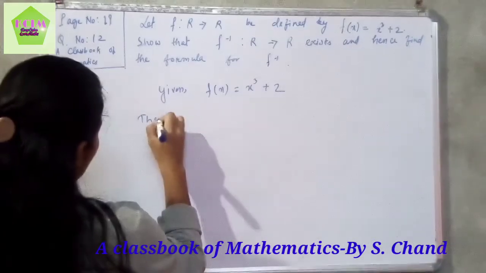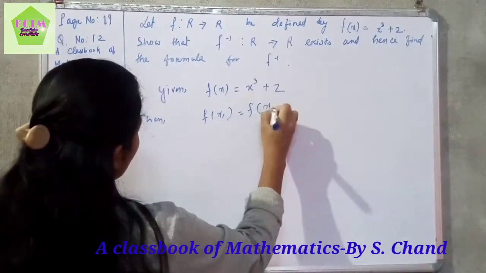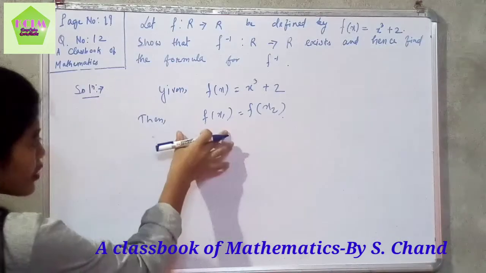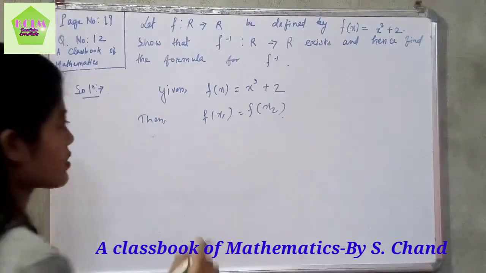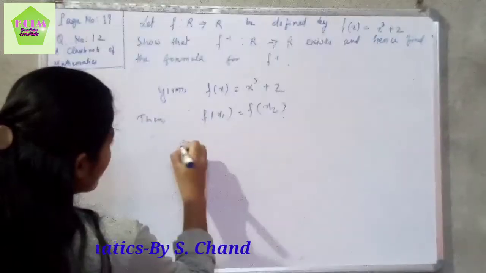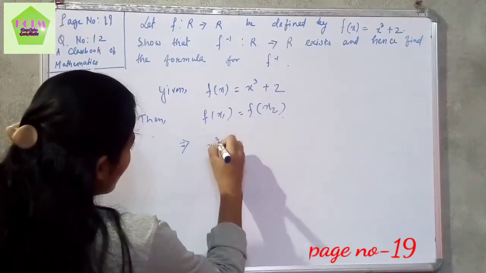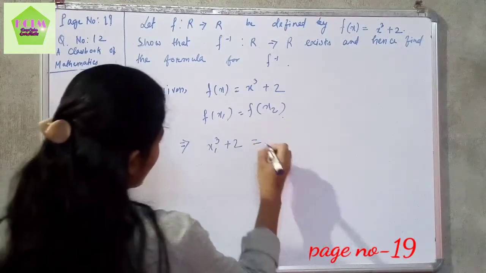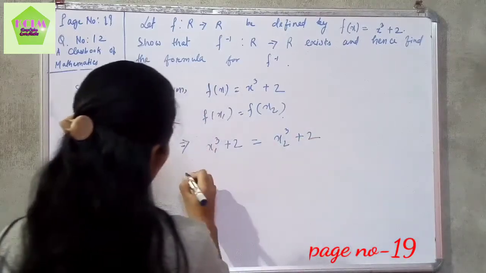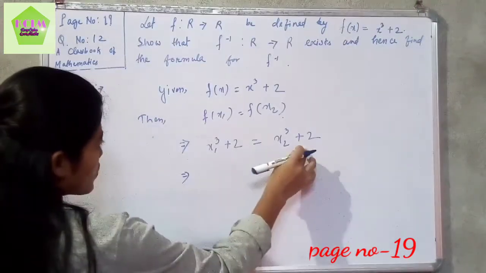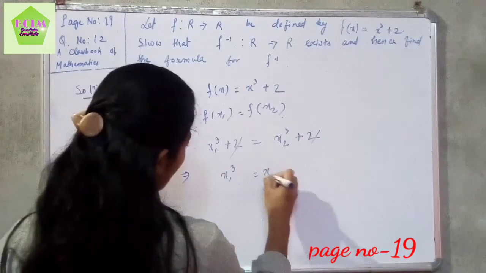Then take f of x1 equal f of x2. If we can show that x1 equal x2, then we can say that this function is one-one. So by the definition of f, it will be x1 cube plus 2, and the right hand side will be x2 cube plus 2. Here plus 2 and plus 2 cancel out. Now x1 cube equal x2 cube.